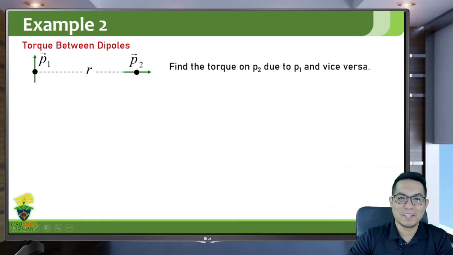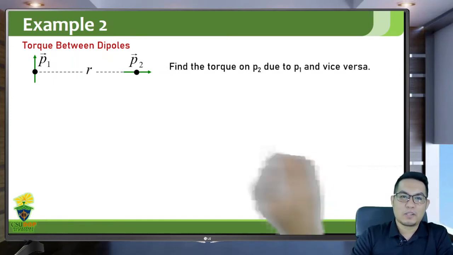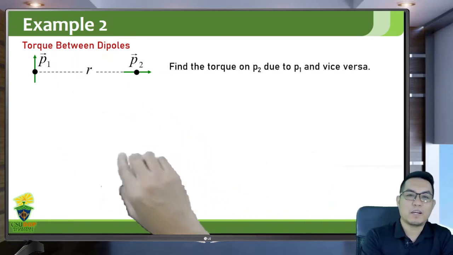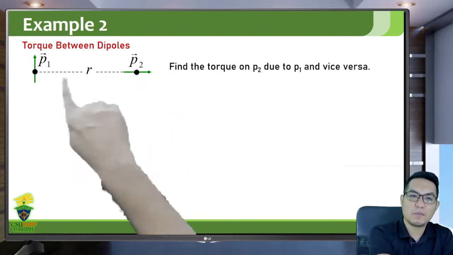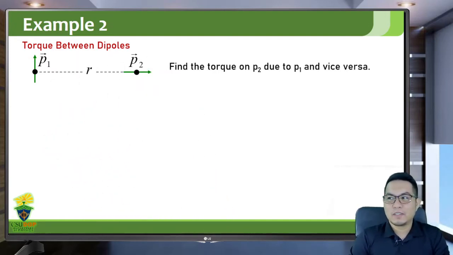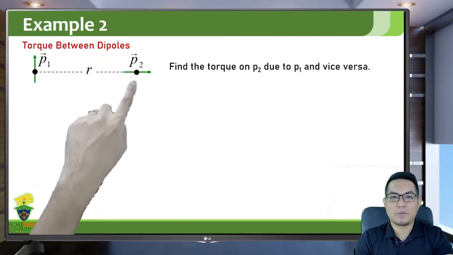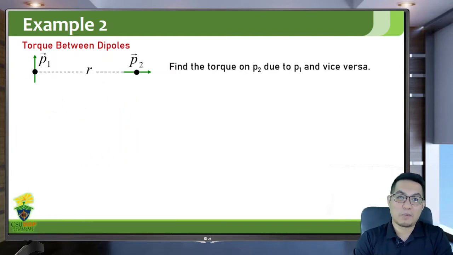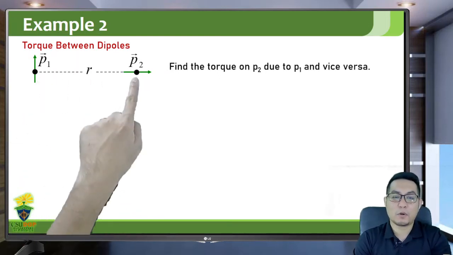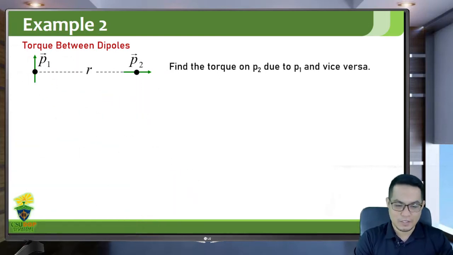We are asked to find the torque on P2 due to P1, and vice versa, the torque on P1 because of P2. Some of you may be wondering right now whether the two torques must be the same. It's mutual. P1 will exert a torque on P2, and P2 will exert a torque on P1, because these two dipoles have their own electric fields.